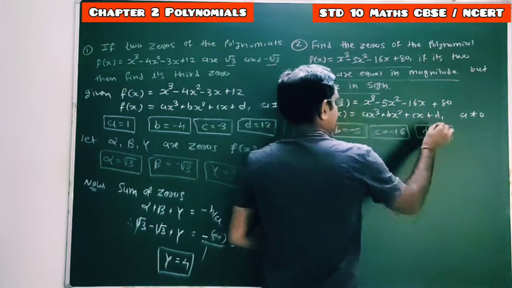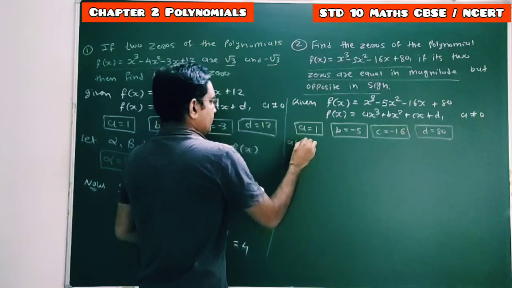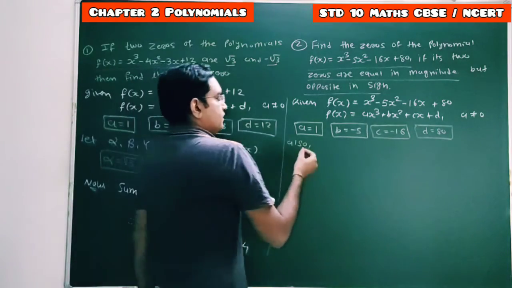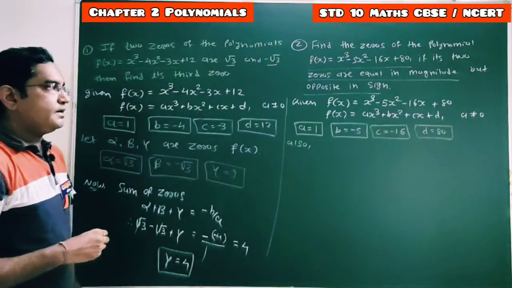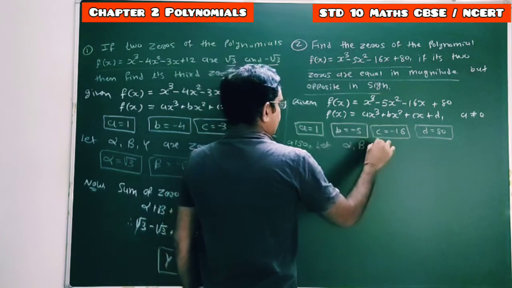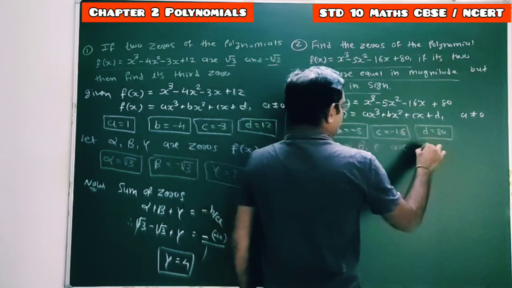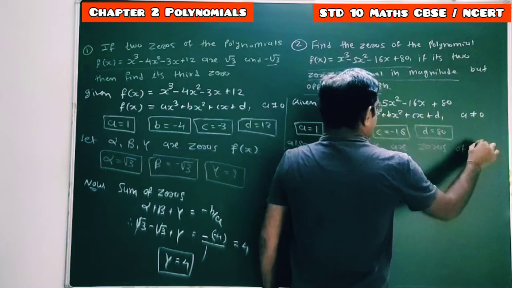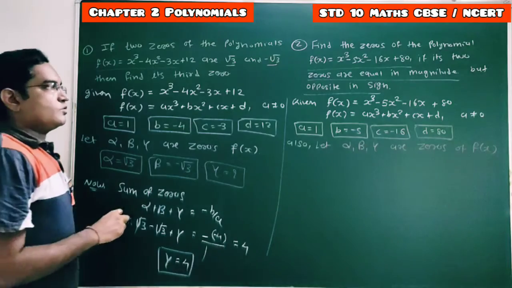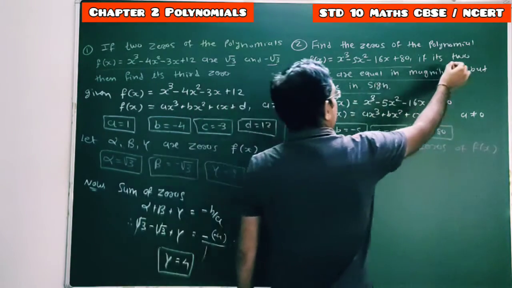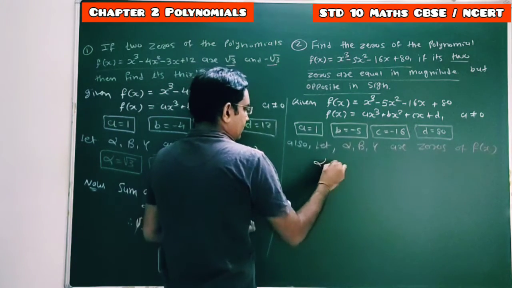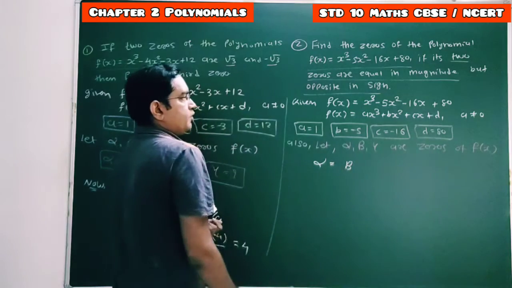Now what are we given? We are also given information about two zeros of this given polynomial. Let's say alpha, beta and gamma are the zeros of the cubic polynomial f of x. Let's say alpha, beta and gamma are the zeros of the given polynomial. So out of these 3 zeros, 2 zeros are equal in magnitude. Two zeros are equal in magnitude. So alpha and beta are equal in magnitude but opposite in sign.